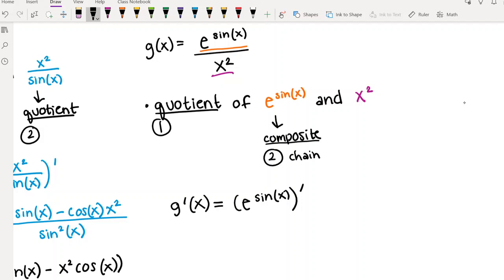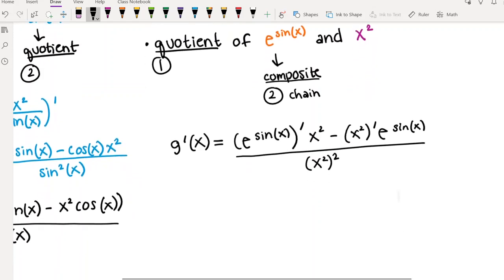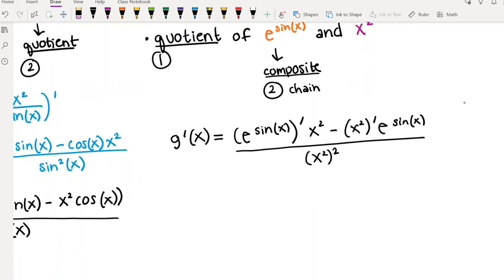So derivative of the top times the bottom, minus derivative of the bottom. That one's easy enough to compute, but I'm just going to leave it written like that for consistency, times e to the sine of x. So that's the top function. And then we're dividing it by x squared, squared. Sorry, I'm getting very crooked on this.